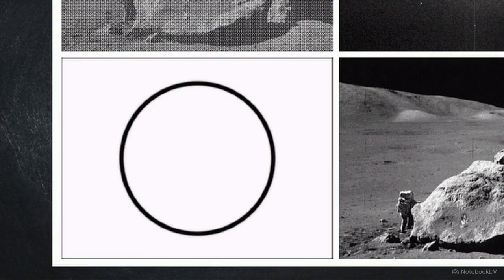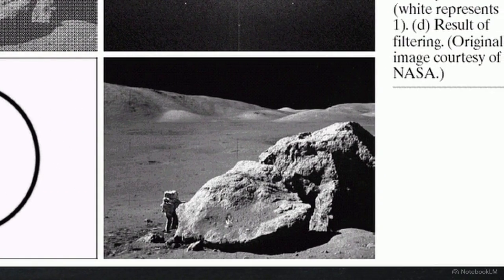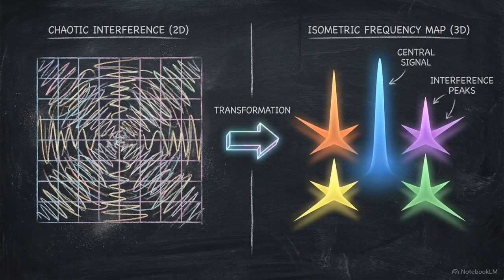We can then apply a band reject filter. This acts as a precise mask that targets those specific energy spikes while leaving the rest of the spectrum untouched. Once those frequencies are removed and the data is converted back to spatial coordinates, the interference disappears. The result in Panel D is a perfectly crisp lunar landscape. Translating data into a different mathematical domain allows engineers to neutralize systemic errors that are essentially inseparable from the signal in their original format.